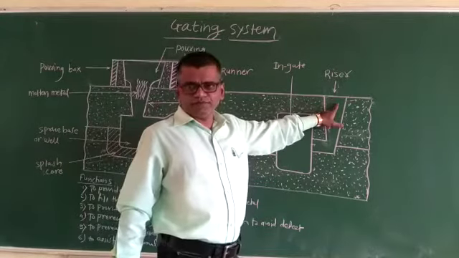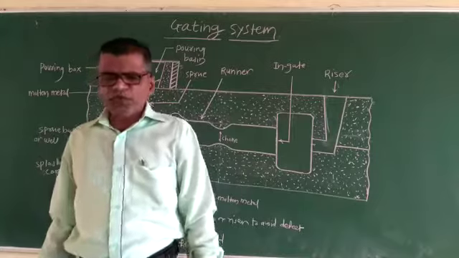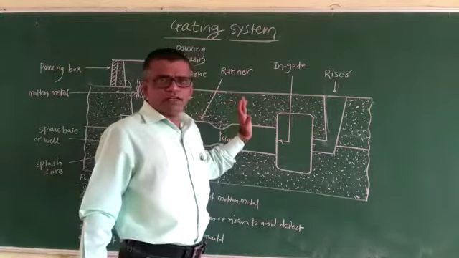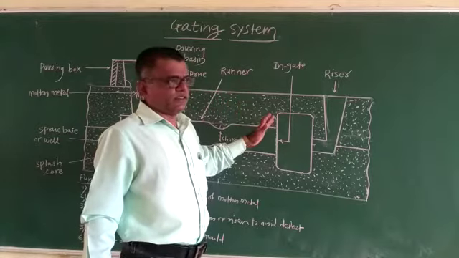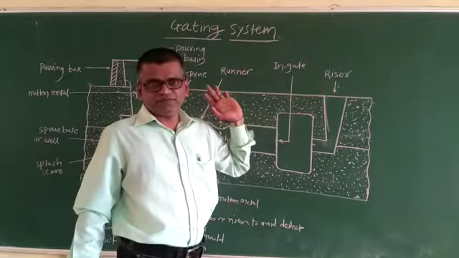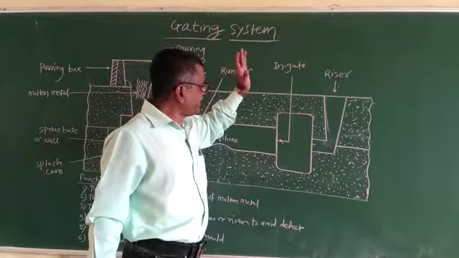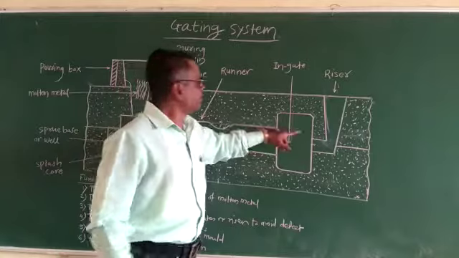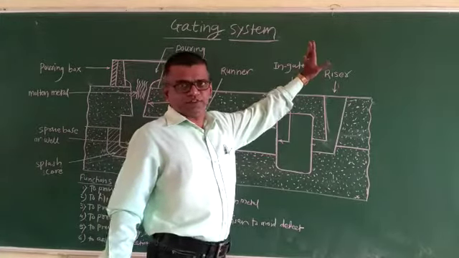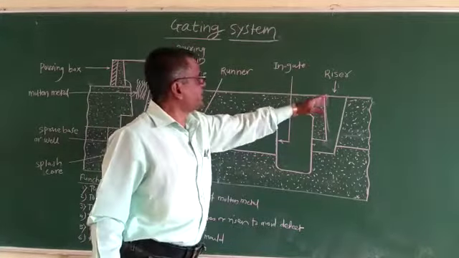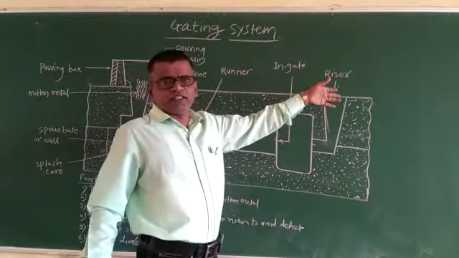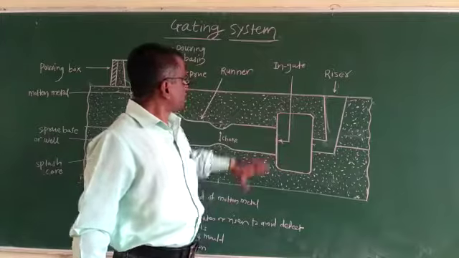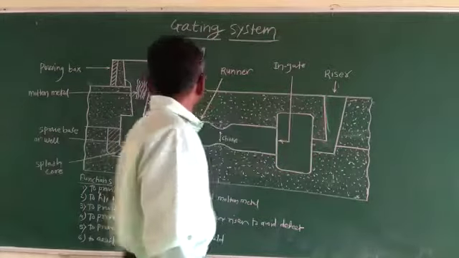Then the riser. After pouring the molten metal, the cavity will be completely filled. After filling the cavity completely, the molten metal will rise through the riser. That is the function of the riser, and it also provides the excess material during solidification of the casting. So this is regarding the riser.